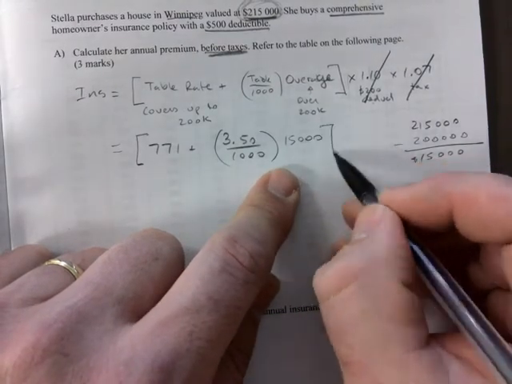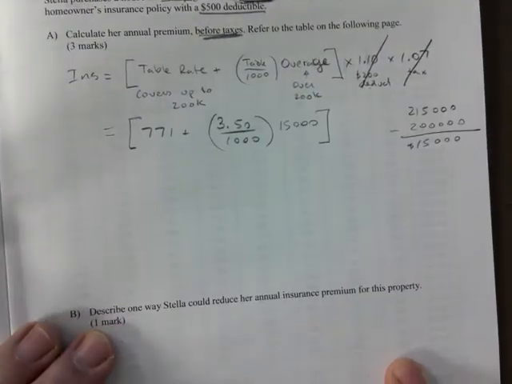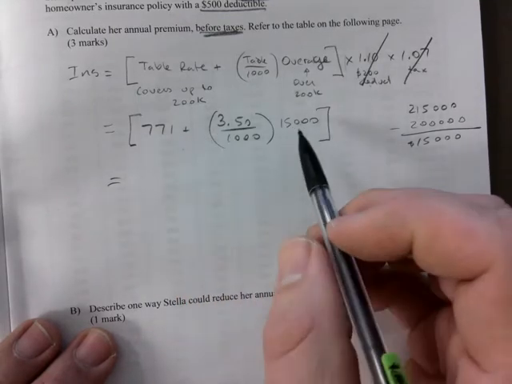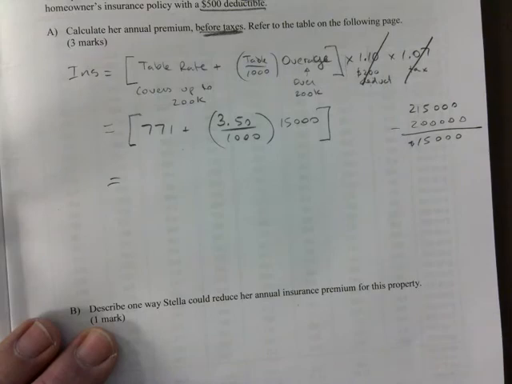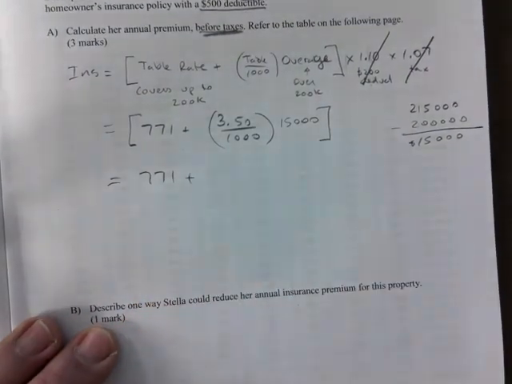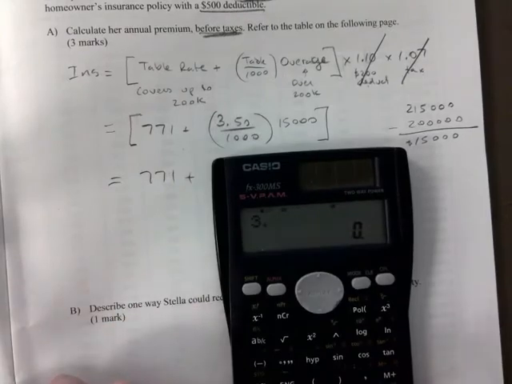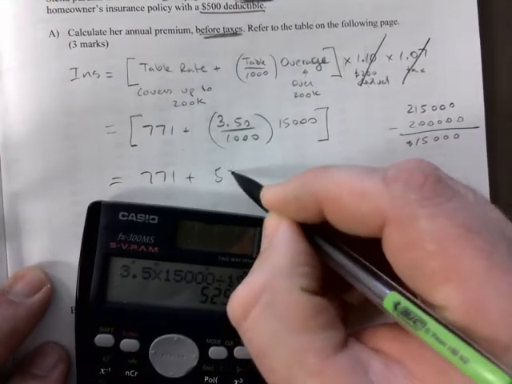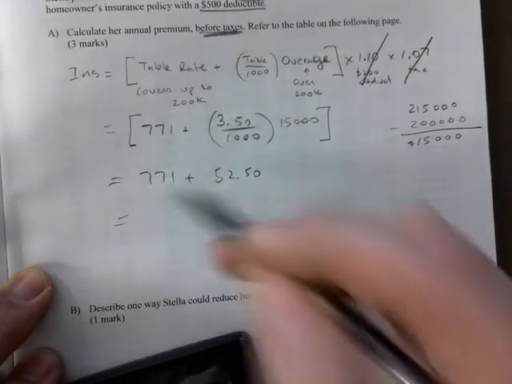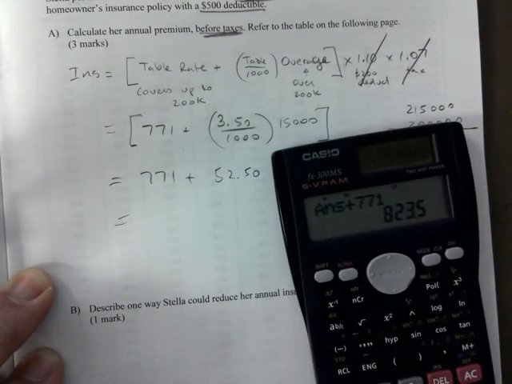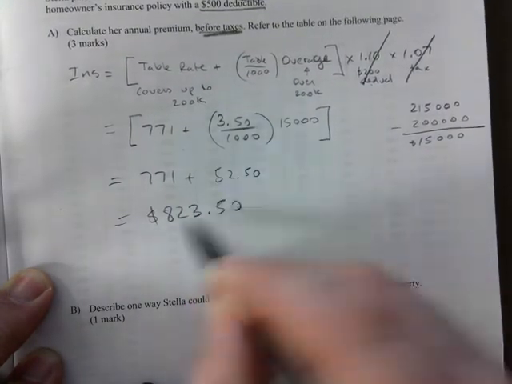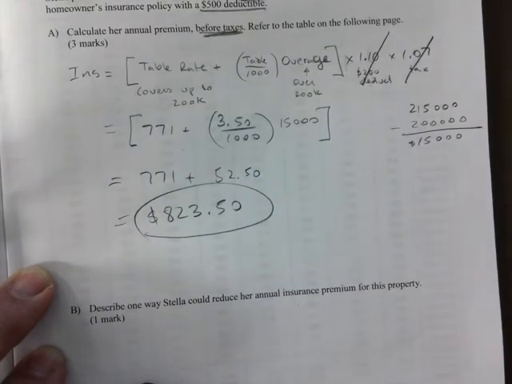Square brackets are not really needed anymore. On the home finance test, this was done fairly well. But when you typed it in, I felt like you typed it in one shot and then made a mistake there. So do it in steps. Do this part here separately: 350 times 15,000 divided by 1,000. That's 5,250, right? And then you add them up. In this case, all you have to do is add it up. That's 823.50. That's before taxes.